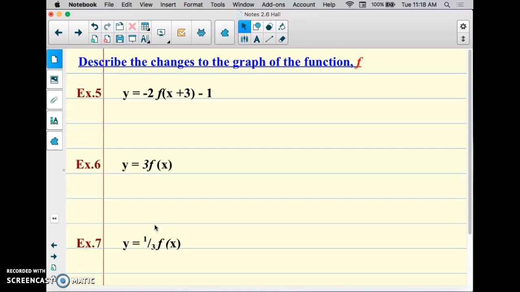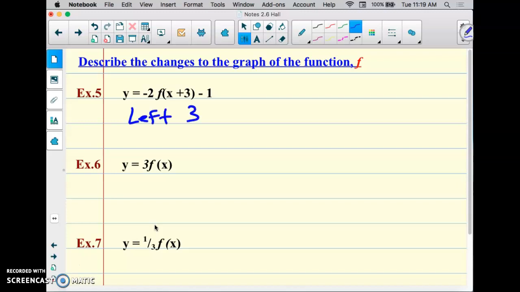What I like to do is think about PEMDAS and work myself through that. With PEMDAS comes parentheses. It says plus 3 on the inside of the parentheses. A plus 3 is a shift left 3. And then multiplication left to right will take care of the negative next. So what's this negative out in front of the 2 do? That is a reflection.